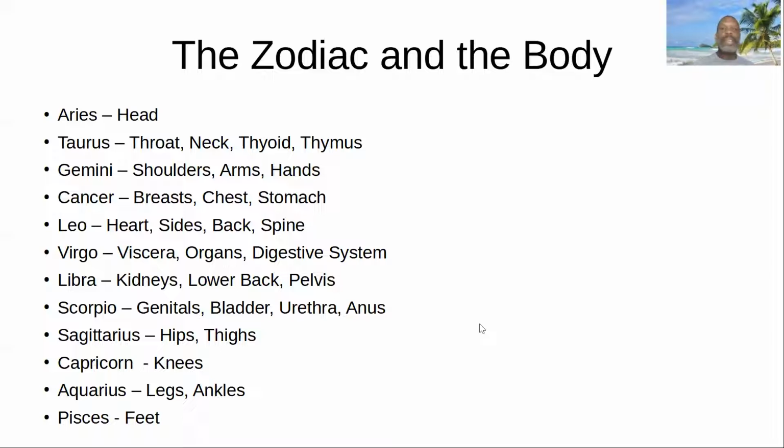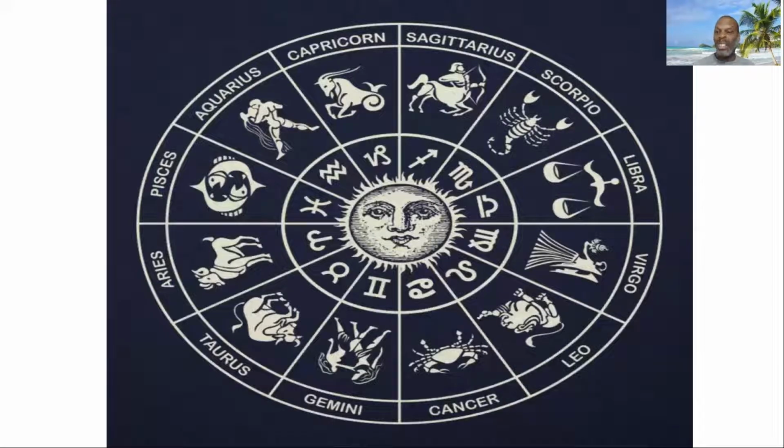Where else are we? Sagittarius, the ninth house, hips and thighs. Capricorn, the 10th house, the knees. Aquarius, the 11th house, legs and ankles. Pisces in the 12th, the feet. That's the only thing that they share. Okay, so it's not zero. All right, but that's the only thing that we share. So I'm going to go house to house and talk about why these are not correct.